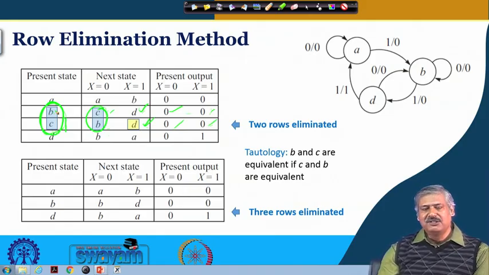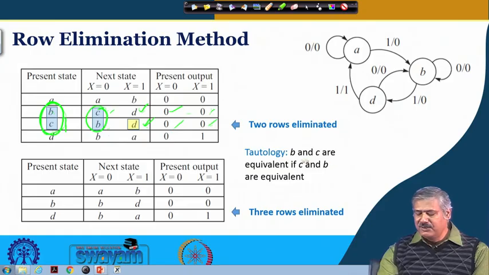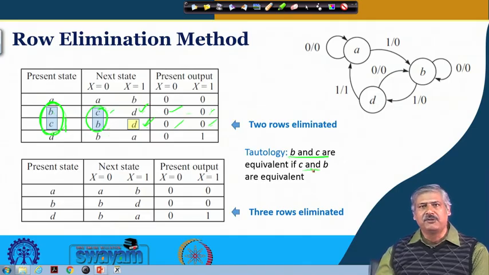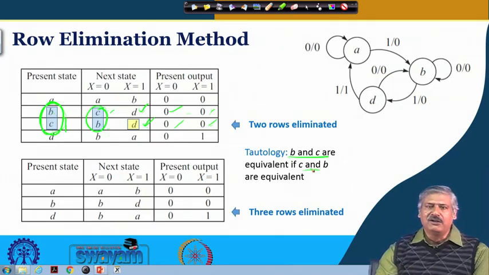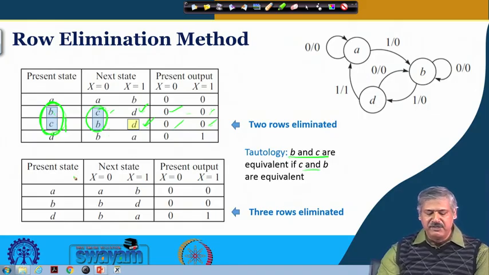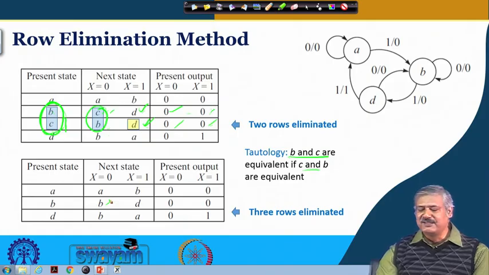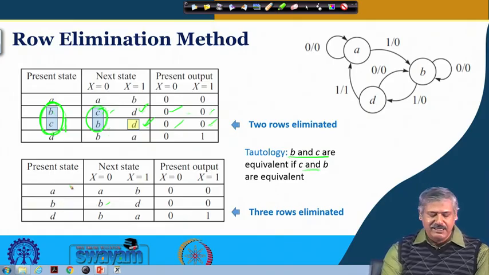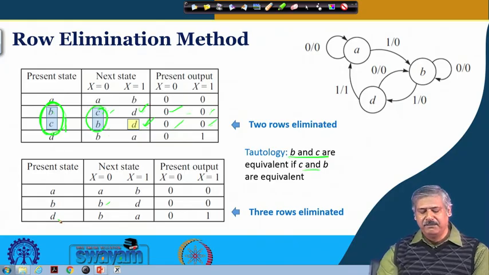From tautology, we can say B and C will be equivalent, because the necessary requirement is that C and B are equivalent, and we are looking for equivalence, removing redundancy and minimizing to the extent possible. So, we retain one of them and eliminate the other. It becomes 3 rows now. C is removed, and wherever the reference of C was there, we replace it with B. If we examine, we can see that no further elimination is possible. So, now we have got 3 states: A, B and D.